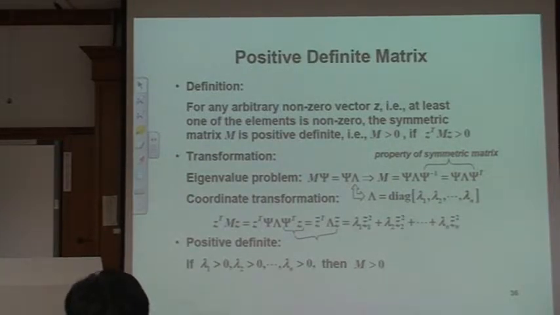Then actually some books also have another definition. It says if this matrix M has all its eigenvalues positive, we also call this kind of matrix positive definite. Actually, these definitions are equivalent. The proof is right here.